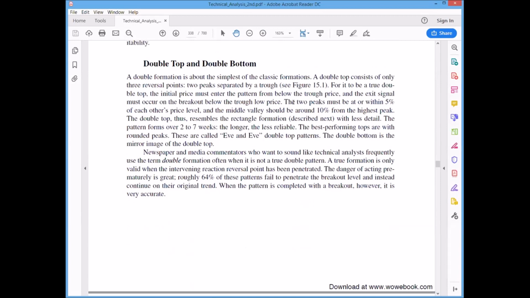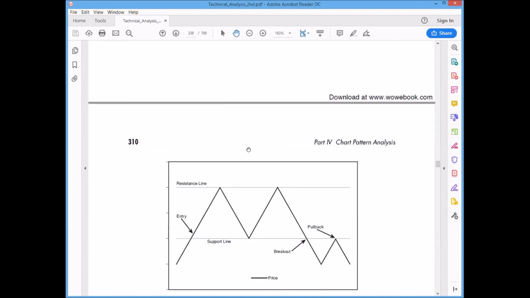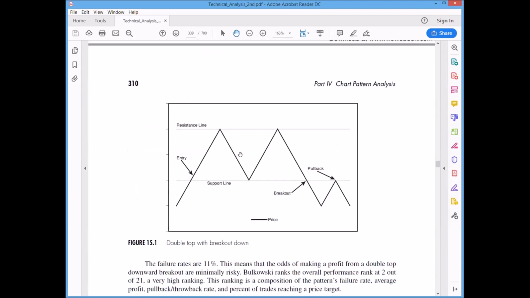Traditionally, the 2 peaks must be at or within 5% of each other's price level. And then they even say the middle valley should be around 10%. Now, crypto, again, infant market, sloppy. You see double tops and double bottoms that you could sit there and all day long pick. Suffices to say that you're looking for something that pretty clearly indicates a strong resistance or a strong support, if we're talking about the other.